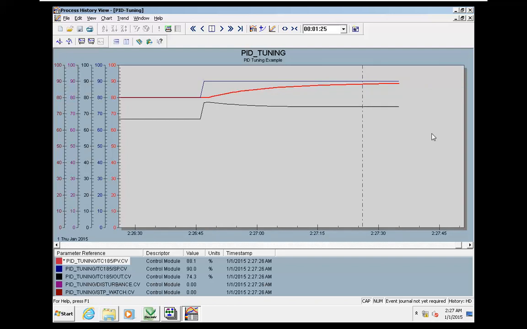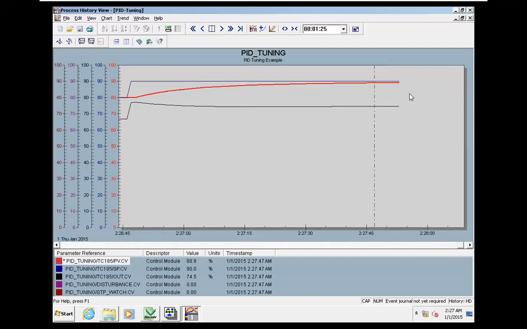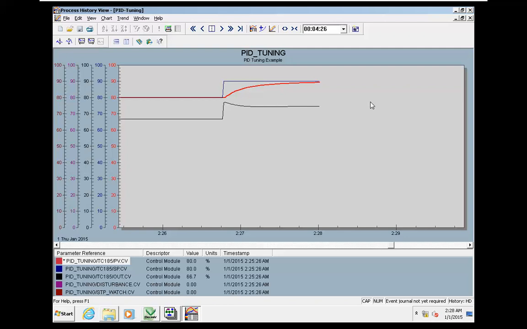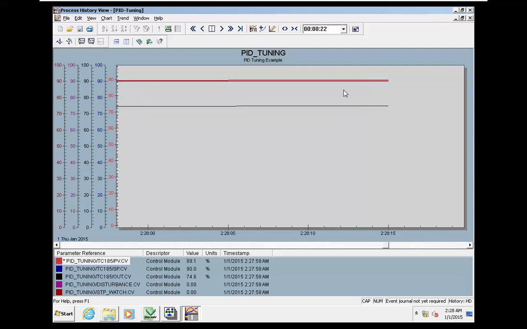It's also possible for us to use the aggressive PI for faster response. You can see that 88, 90, we are getting close. This is an acceptable response. We are getting to the set value here.